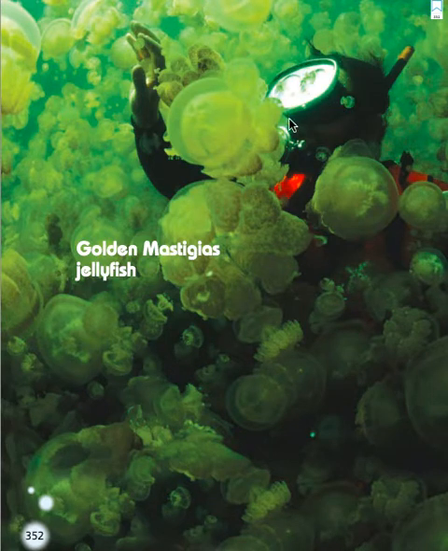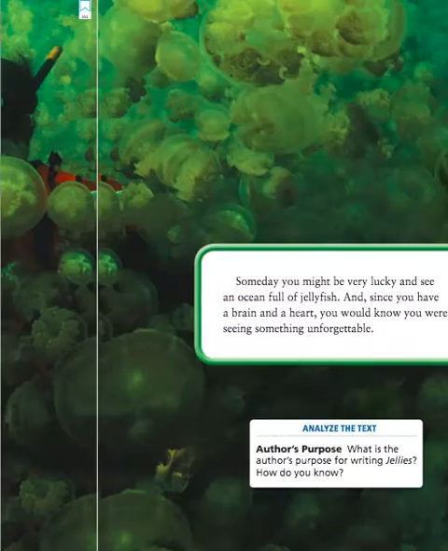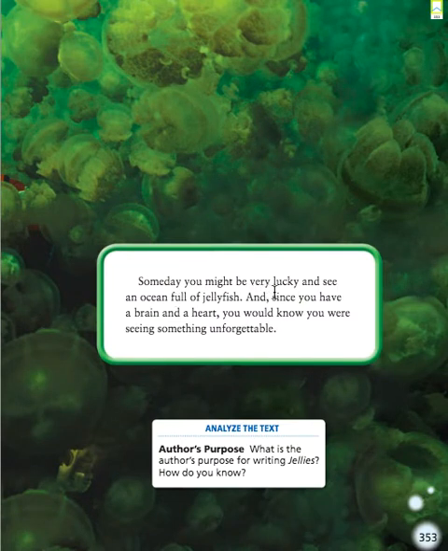Now this is a scuba diver. A diver in a sea of golden mastigias jellyfish, frilly yellow jellyfish without long tentacles. Someday, you might be very lucky and see an ocean full of jellyfish, and since you have a brain and a heart, you would know you were seeing something unforgettable.